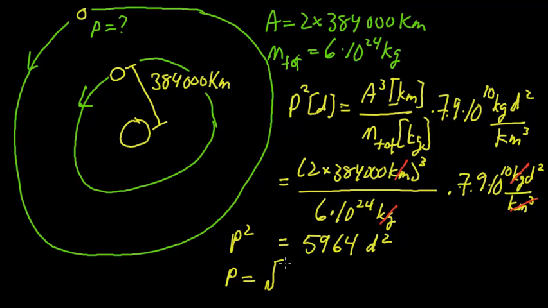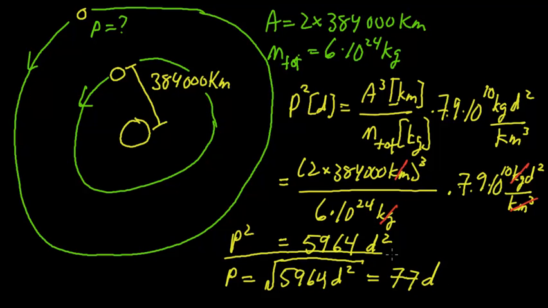So I get the square root of 5,964 day squared. I'll take the square root of that. That's simply the square root of 5,964, which is about 77. And square root of day squared is days. So we have about 77 days.